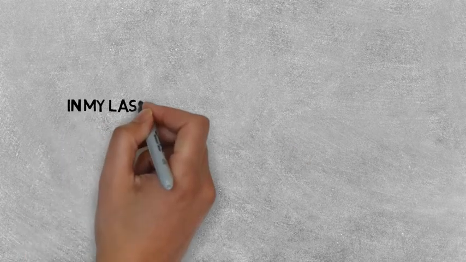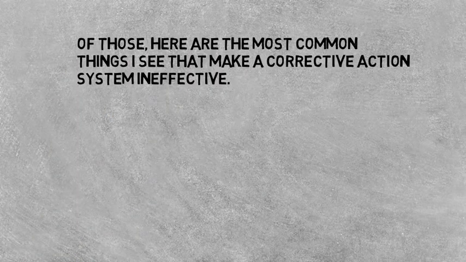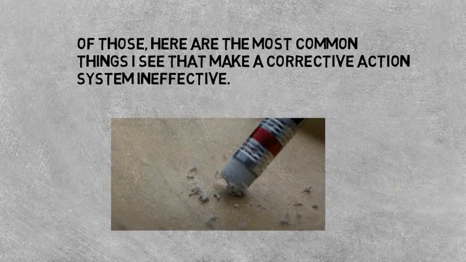This is corrective action failure modes. In my last 200 audits, I've seen an average of 5 corrective actions per audit. That's 1,000 corrective actions. Of those, here are the most common things I see that make a corrective action system ineffective. So don't do these.